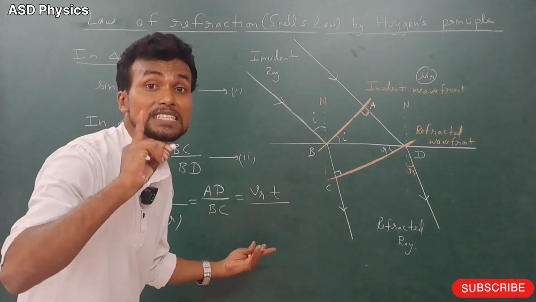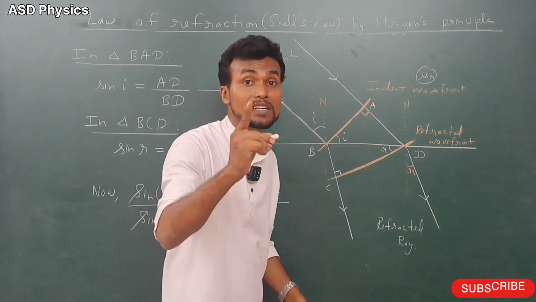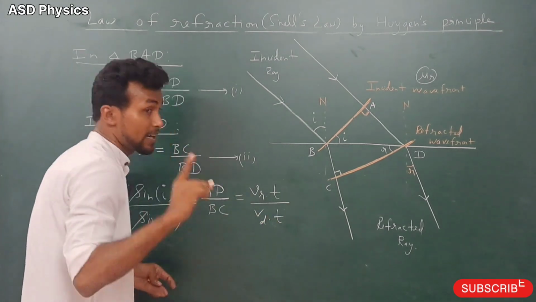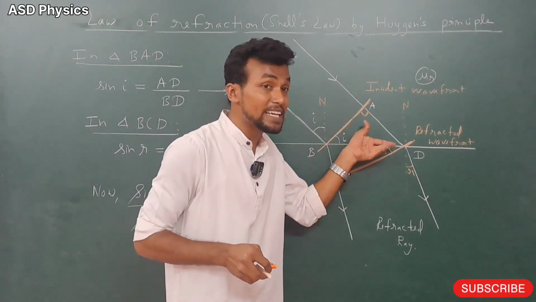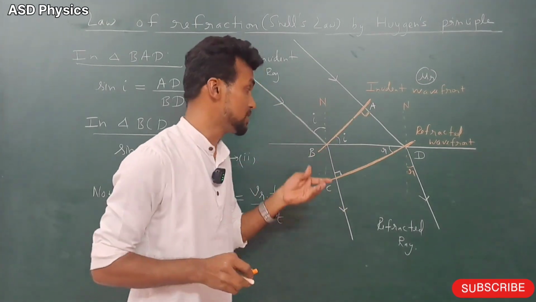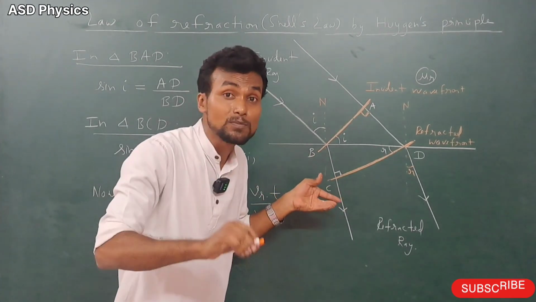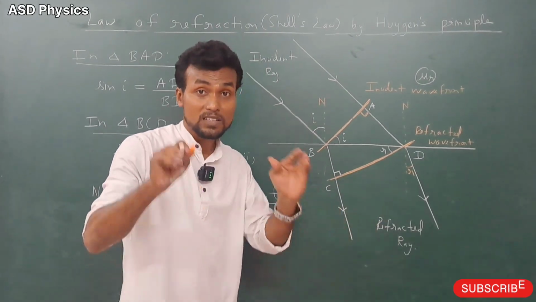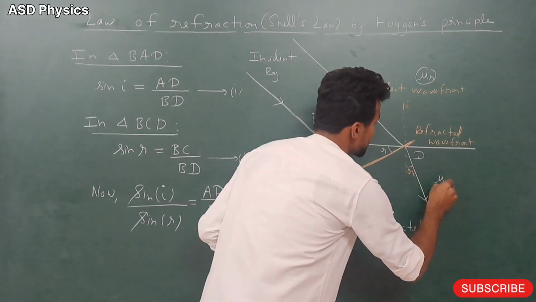Similarly BC is in which medium? Denser medium here. So again I will write here VD into T, and you can see very well here this AD distance is more. Why? Because in the given time, speed is more in a rarer medium, and this BC distance is less because in the given time T, speed in a denser medium is what? Less. Okay, so I think this basic is clear.